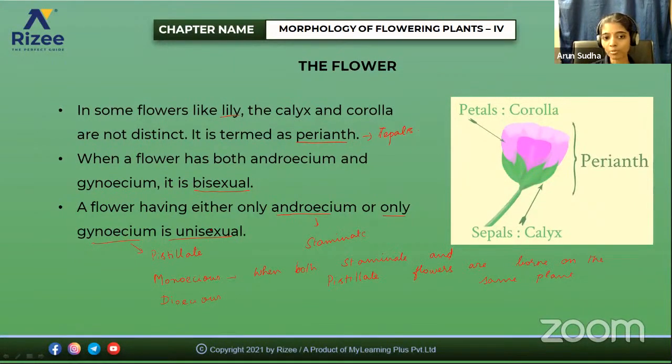So what do you mean by unisexual and bisexual? Yes, the term unisexual refers to the flower. The flower with only either androecium or only gynoecium is called unisexual, and the flower that has both androecium and gynoecium is called bisexual. So monoecious means when both staminate and pistillate flowers are borne on the same plant, and when they are present on different plants, that is called dioecious. Okay.